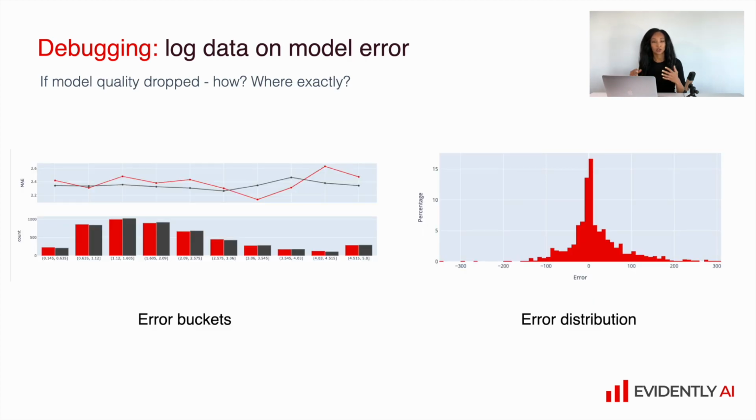Also, you can add some additional data related to model error. For example, if model quality dropped, how, where exactly. Maybe model quality dropped on a particular type of objects or maybe on a particular region of some important feature values, right? So it makes sense to split your error into buckets, for example, by target value or maybe do bucketing by other features, of course important ones, and see the error distribution. It can give you some additional information and some insights on how to fix the issues.